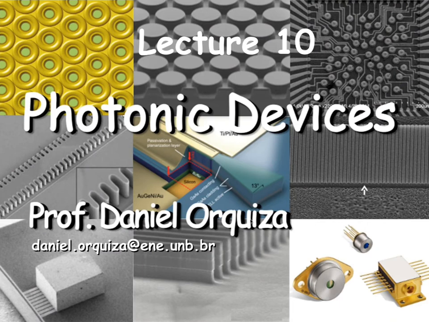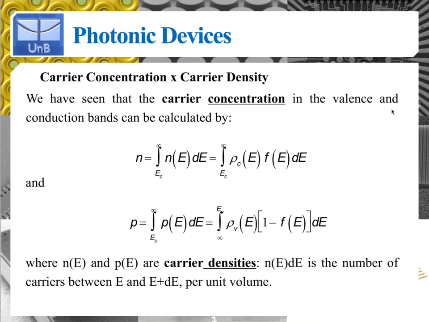On today's lecture we are going to talk about the carrier density, the law of mass action, and we're going to define expressions for the Fermi levels. As a recap, we have seen in our previous lectures that the electron carrier concentration in the conduction band and the hole carrier concentration in the valence band are calculated by these expressions.